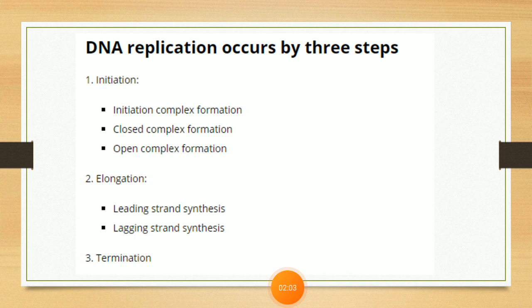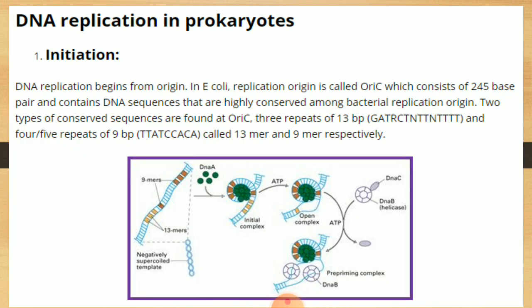DNA replication occurs through three different steps. First is the initiation. During the initiation, it forms the initiation complex, then it is converted into the closed complex, and finally it is converted into the open complex. Then elongation of both strands, leading and lagging strand, and final is the termination.